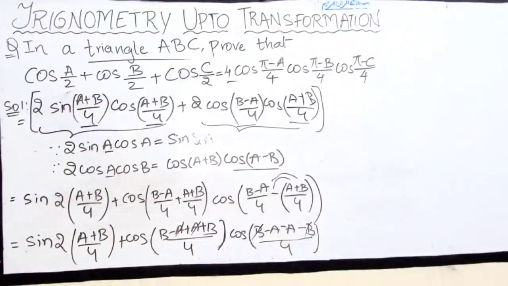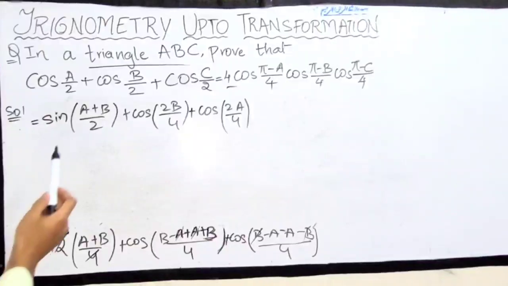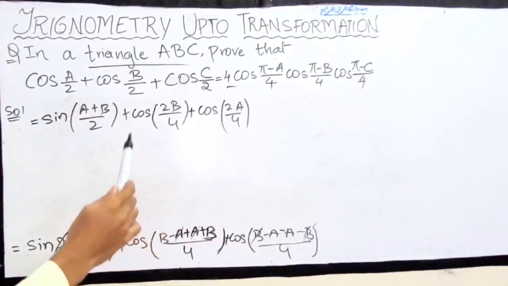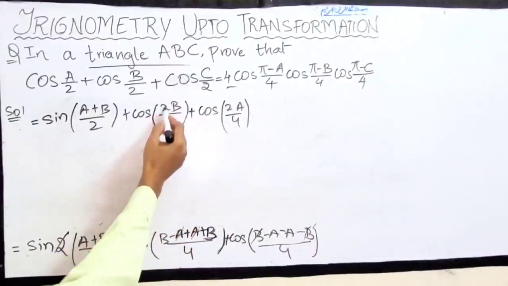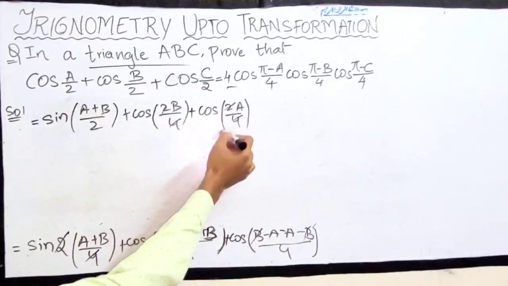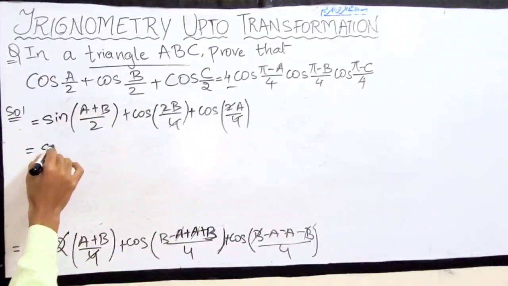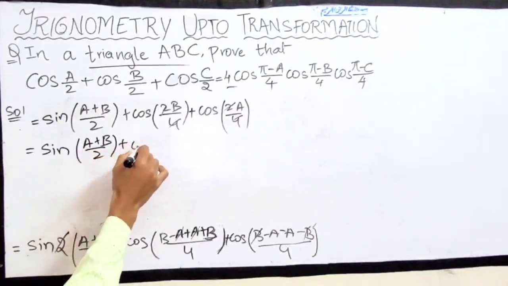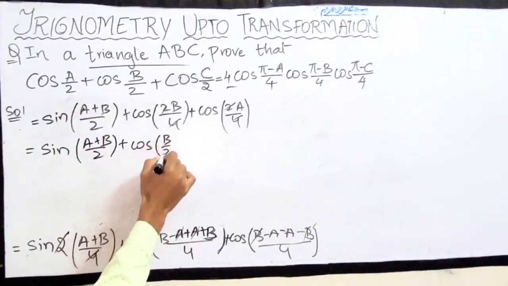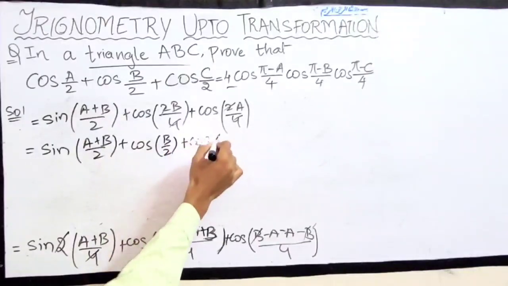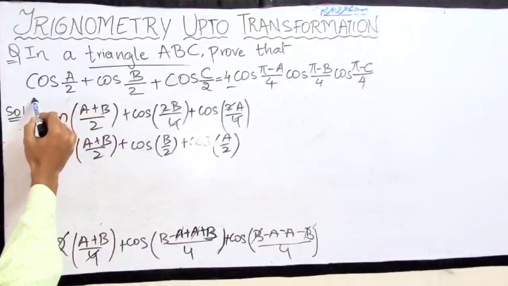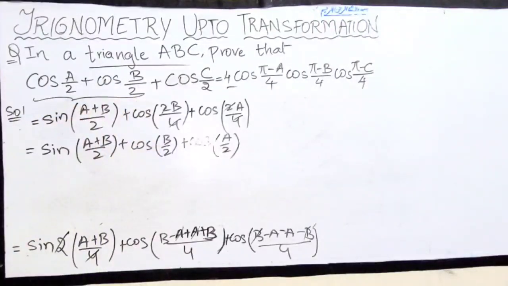After simplification, we got the term sin of (a plus b) by 2 plus cos of 2b by 4 plus cos of 2a by 4. You can cancel this term, 2 ones are 2, 2 twos are 4. So the remaining equation will be sin of (a plus b) by 2 plus cos of b by 2 plus cos of a by 2. You can see that in the question we got these two terms of the LHS.